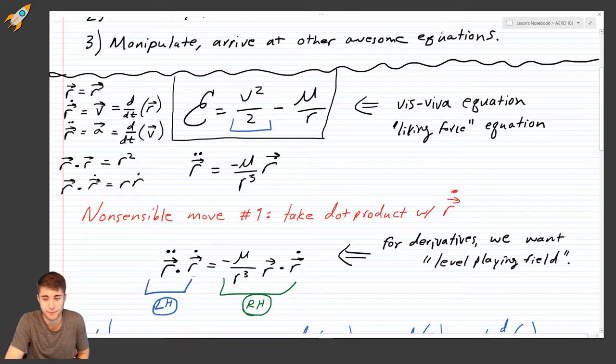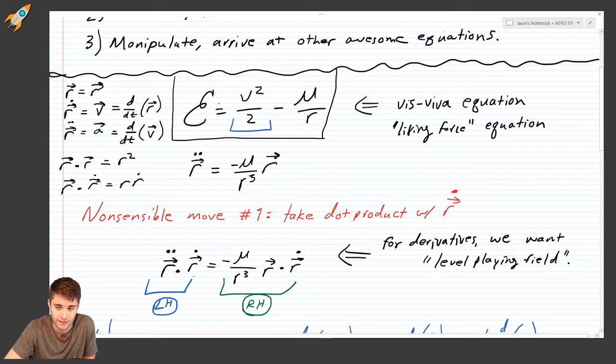Here was the goal. We wanted to get to this: your specific energy, the energy of your orbit, is equal to v squared over 2 minus mu over r. And we wanted to get there starting with Newton's law of gravitation. You always start here, at Newton's law of gravitation.